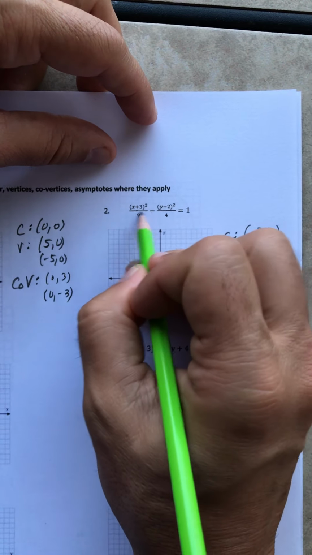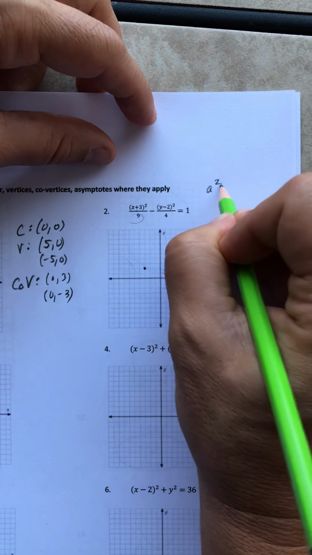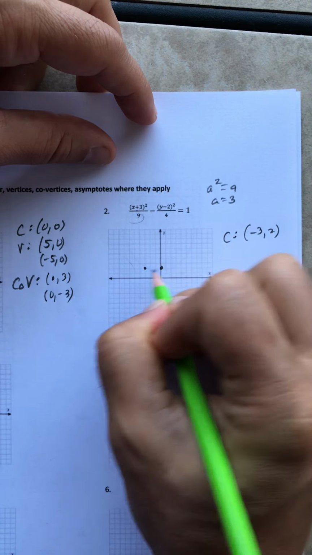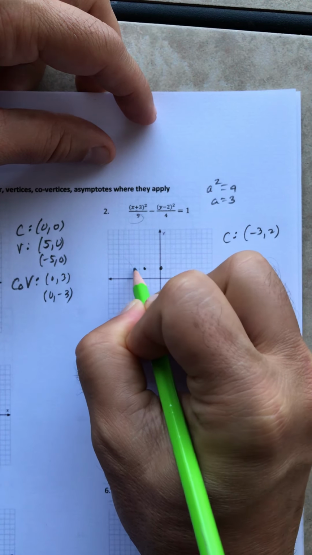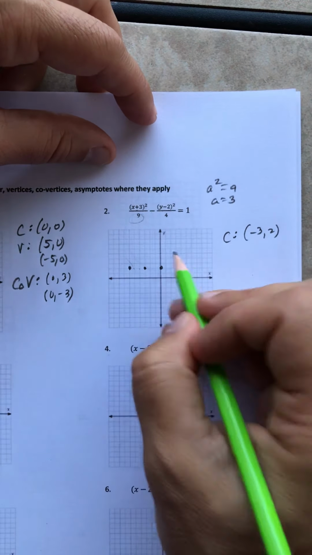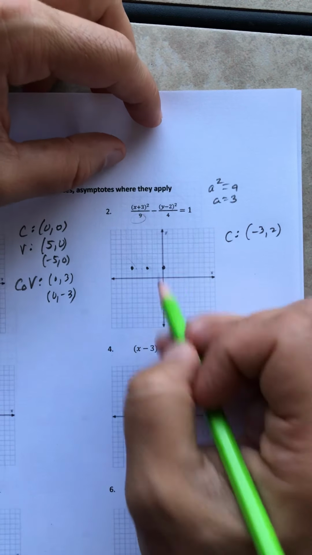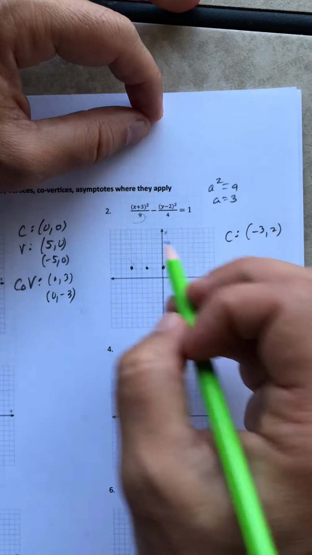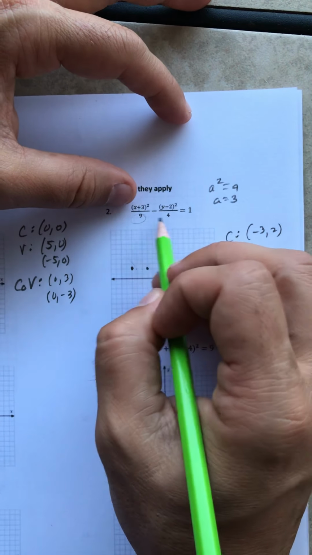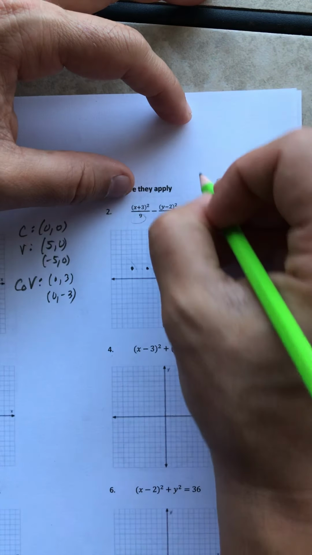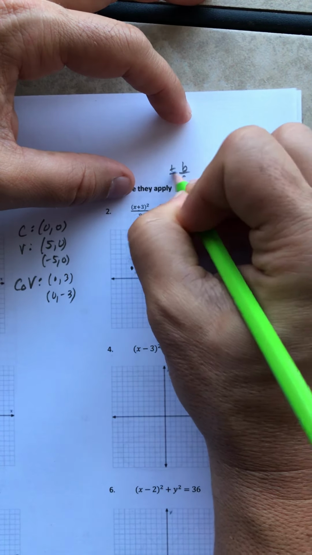So for the vertices, since a squared is 9, a is 3, so my vertices are 3 units to the right and 3 units to the left. So the hyperbola is going to look like this. But in order to make the actual curves, I need those asymptotes. The slope of the asymptotes is going to be plus or minus b over a, because there are 2 of them.